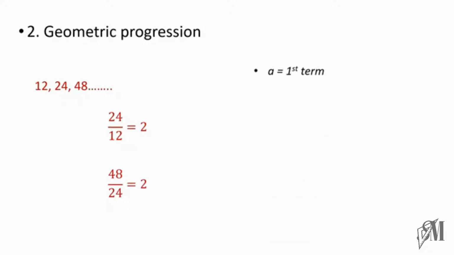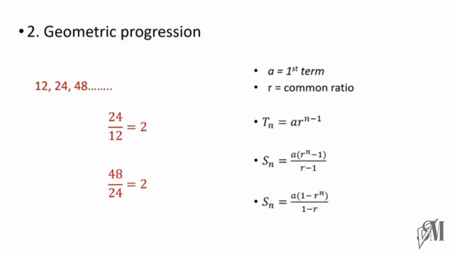Just like before, we use A to represent the first term and R to represent the common ratio. These are the equations you will have to use in geometric progressions to find the term and the sum of geometric progressions. So let's move on to some questions.